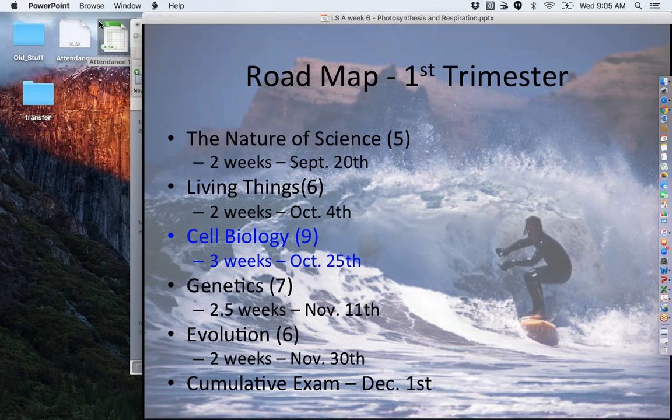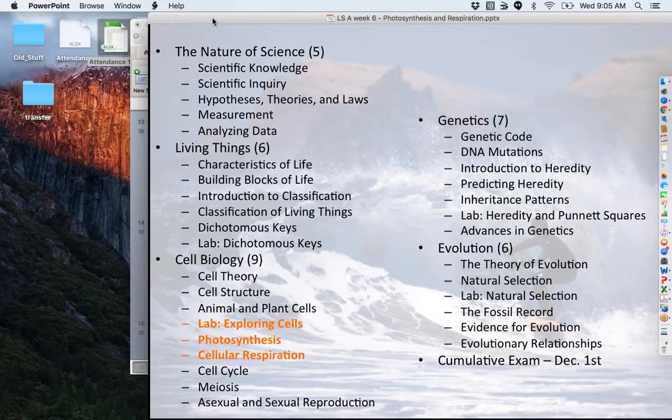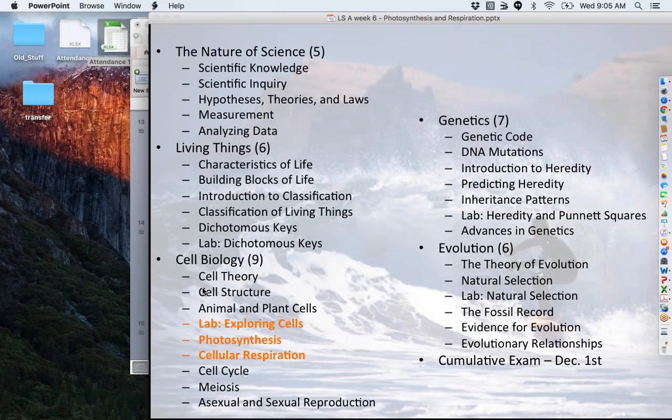So you can see we're about midway through the class. We're in the cell biology section, and I've actually split things out a little bit more specifically so that you can see even more specifically exactly where you should be. Oh, come on. You stop that, computer.